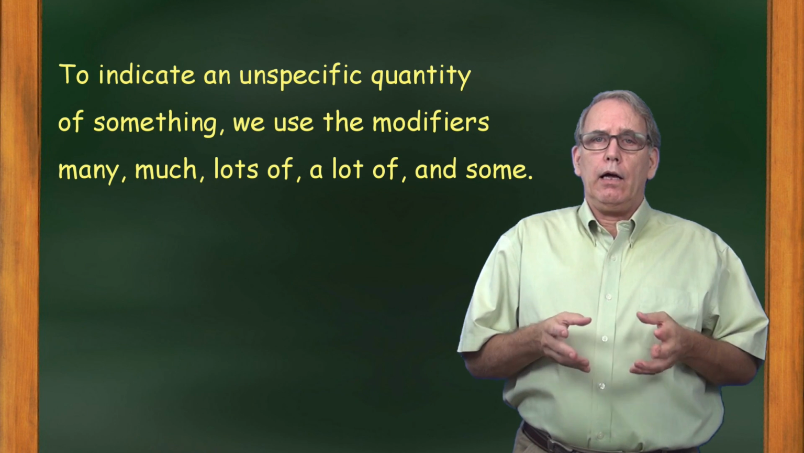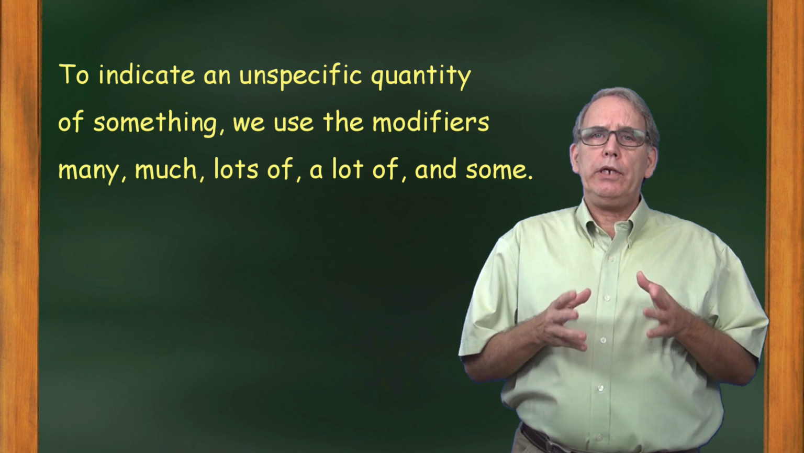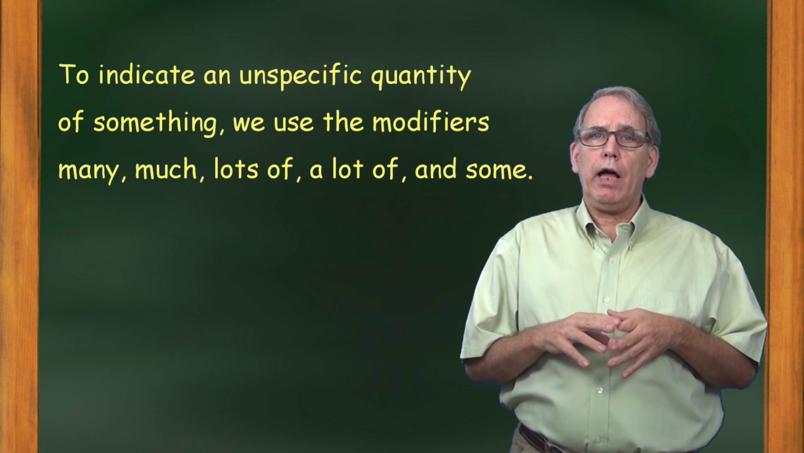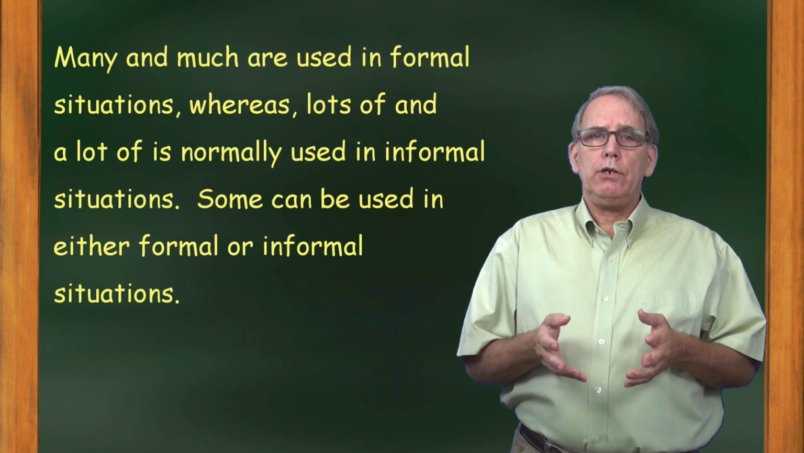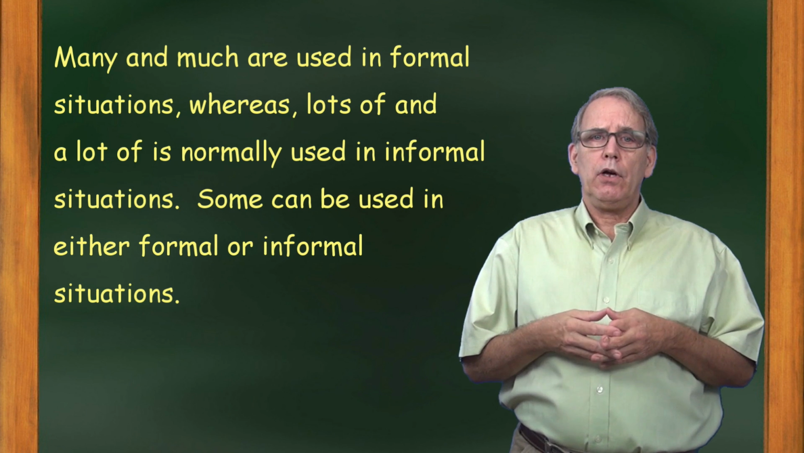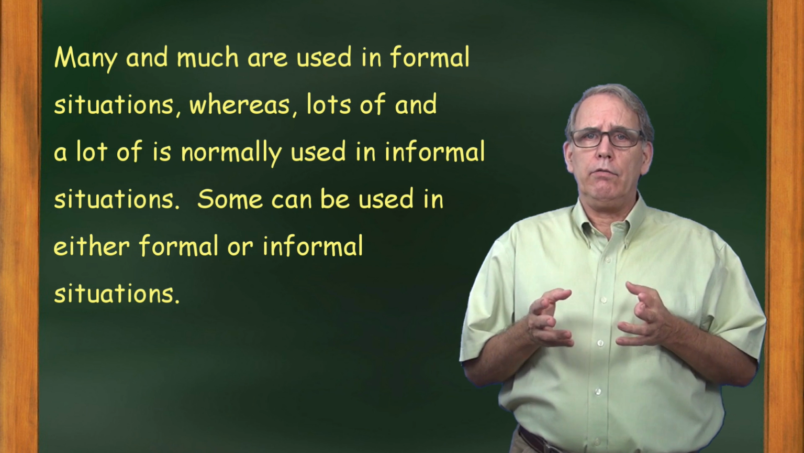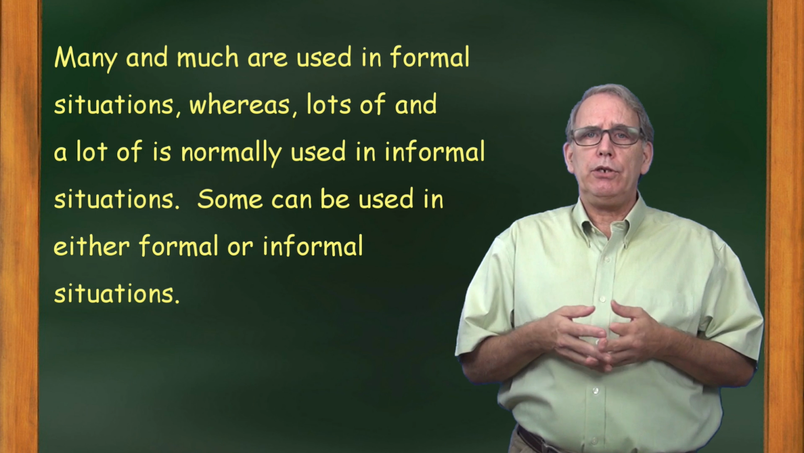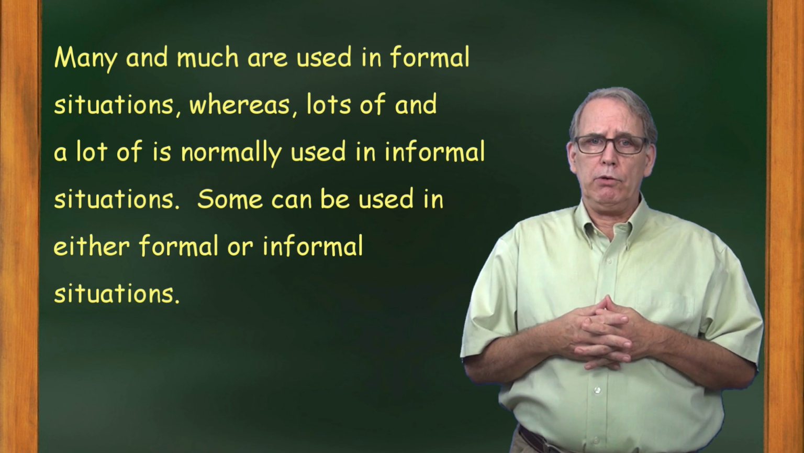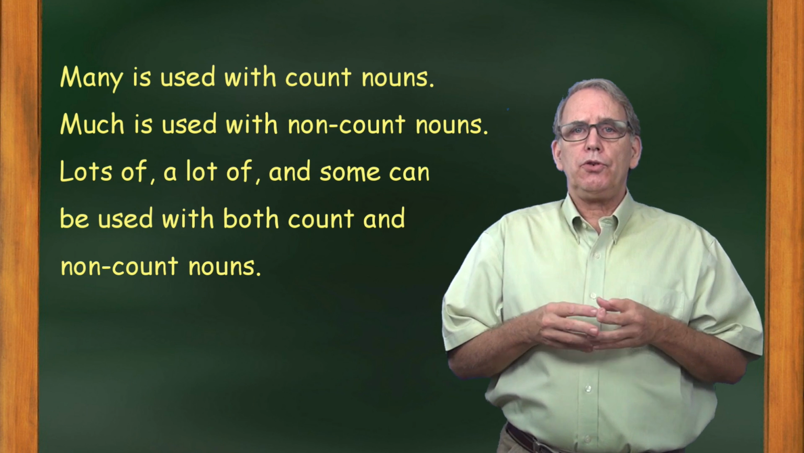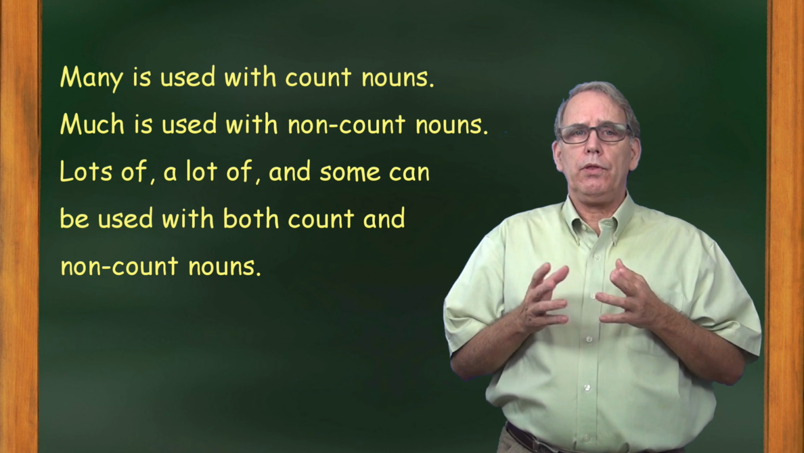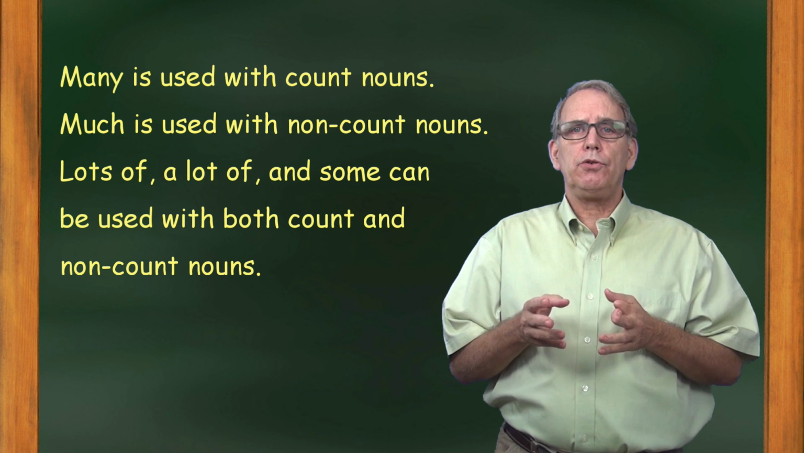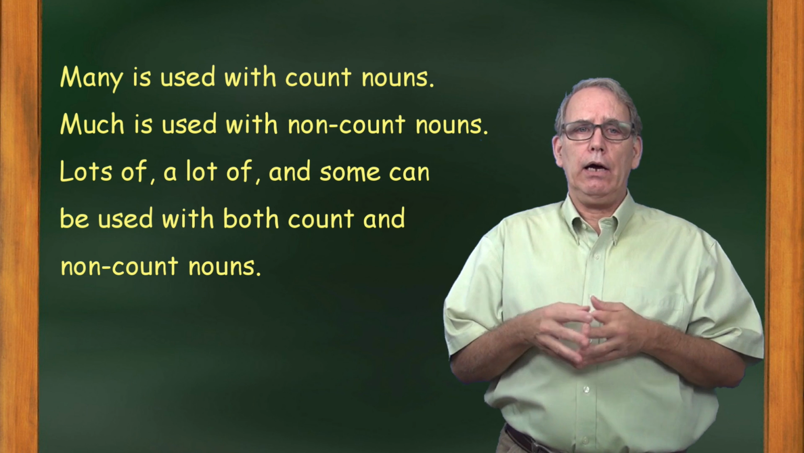To indicate an unspecified quantity of something, we use the modifiers many, much, lots of, a lot of, and some. Many and much are used in formal situations, whereas lots of and a lot of are normally used in informal situations. Some can be used in either formal or informal situations. Many is used with count nouns. Much is used with non-count nouns. Lots of, a lot of, and some can be used with both count and non-count nouns.